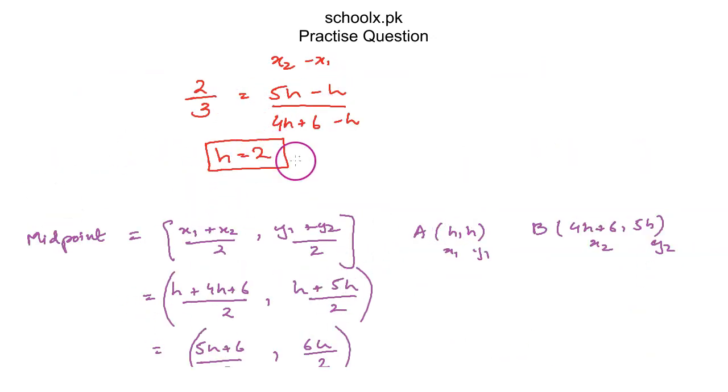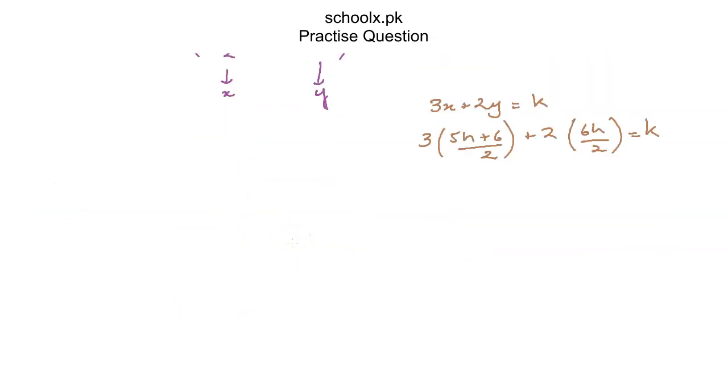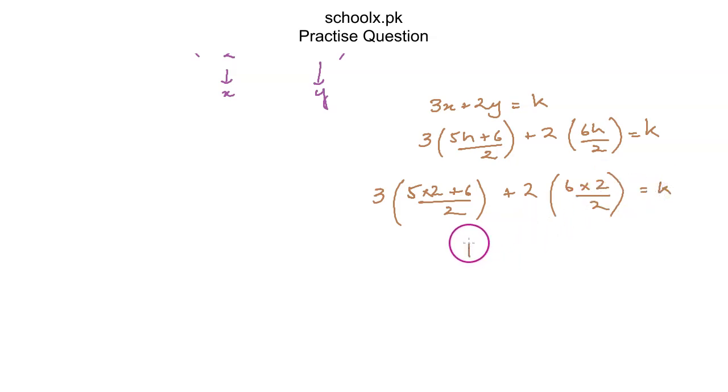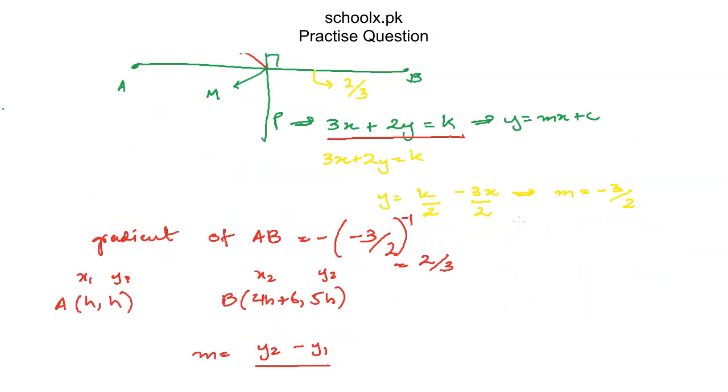So I'll plug 2 in the place of h, and I'll get 3 times (5 times 2 + 6)/2 plus 2 times (6 times 2)/2 equals k. If we compute this, we get k = 36. That's our answer. k is 36 and h is 2.